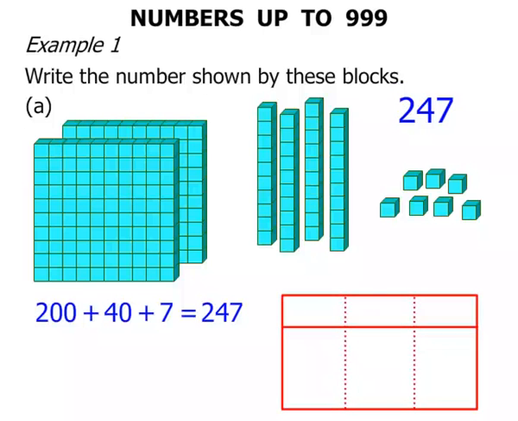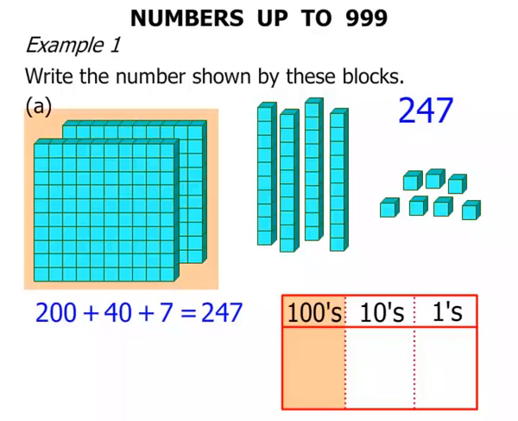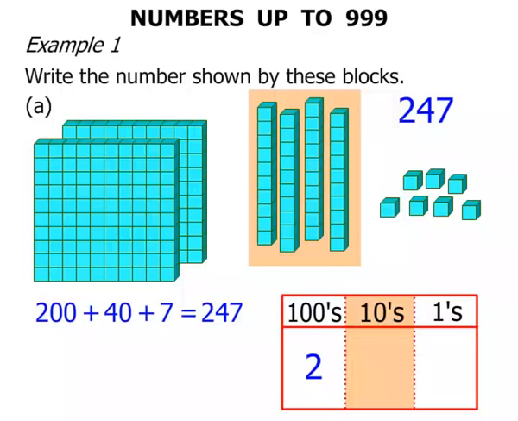Now let's think about a table of values. We've got the ones there, then we have tens, and then we have hundreds. So we're going to have a look at what's called place value. Now in terms of hundreds, how many did we have? We had 2 of the flats, so we have 2 in the hundreds position. How many tens did we have? We had 4. So let's write the 4 there.